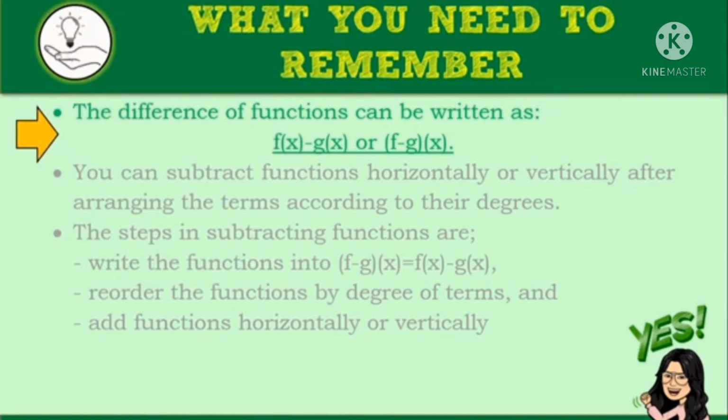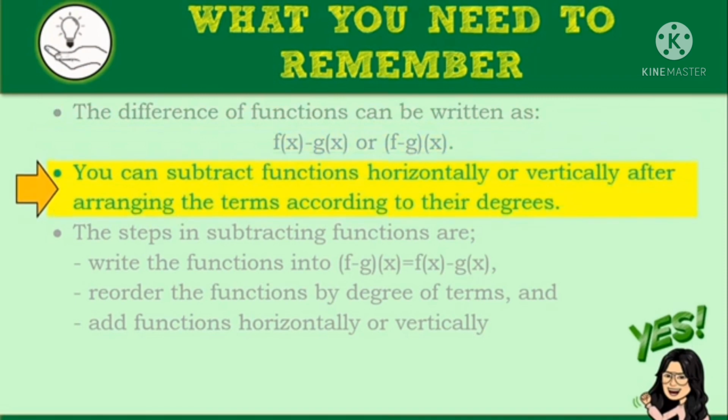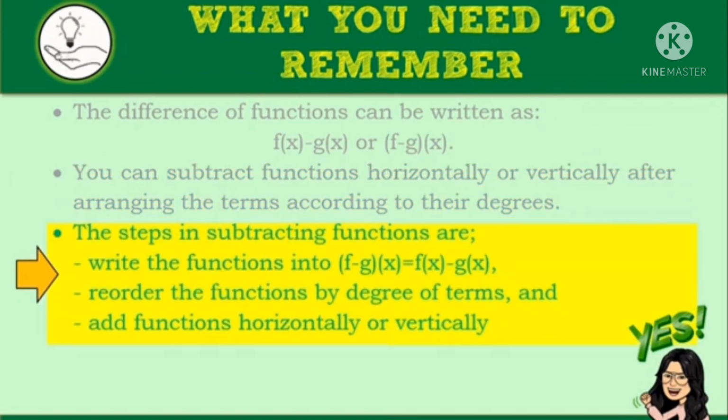Keep in mind, senior high school students, that you can write the difference of functions in these notations. We have f of x minus g of x, or we can also use f minus g of x. Another note is you can subtract functions horizontally or vertically after arranging the terms according to their degrees. And last one is, the steps in subtracting functions are as follows. Write the functions into this form, f minus g of x is equal to f of x minus g of x. And reorder the functions by degree of terms and add functions horizontally or vertically.